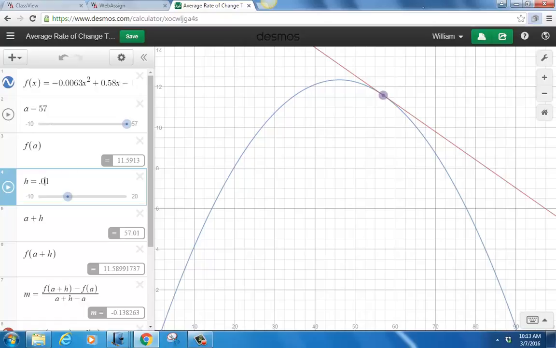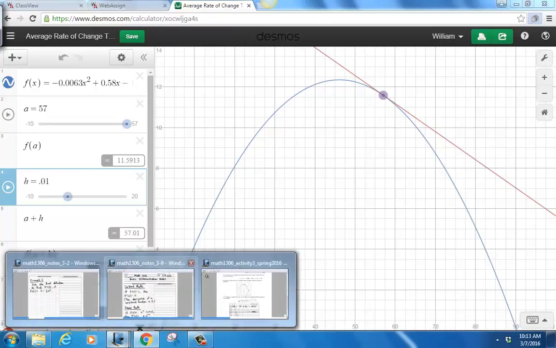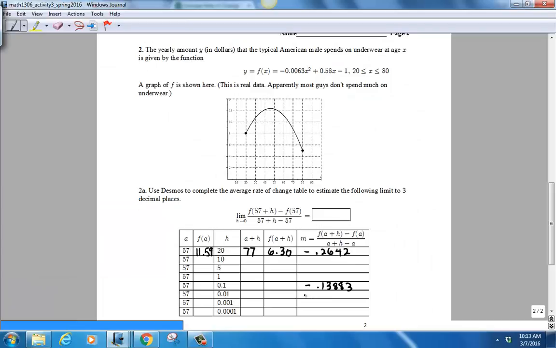So that is a slightly different secant line, because the slope now is, instead of minus 0.1388 or whatever it was, now we're down to minus 0.138263. So see, the slope there did change a little bit.